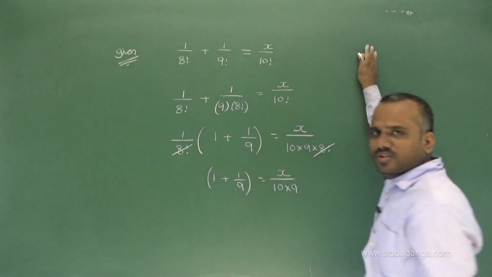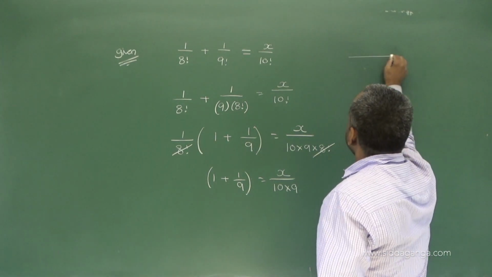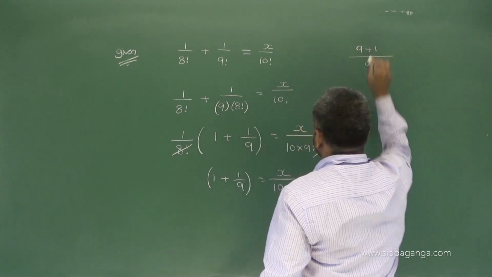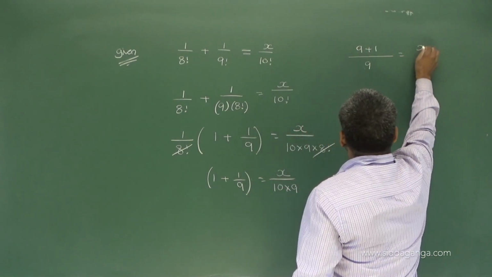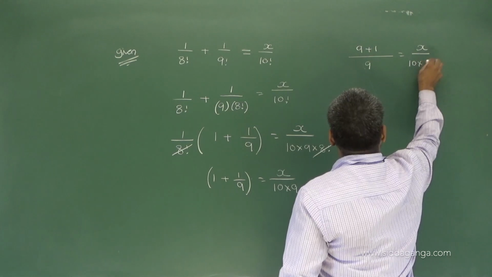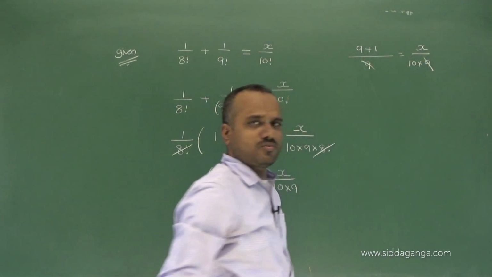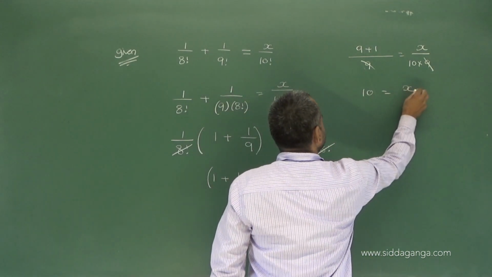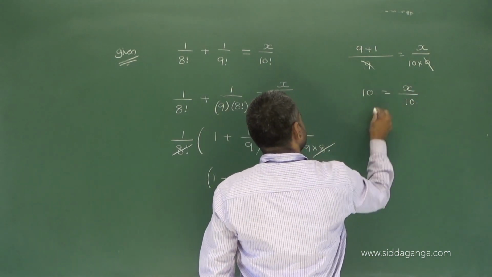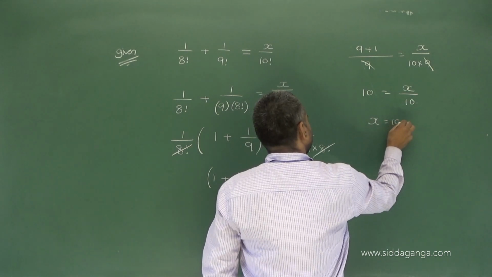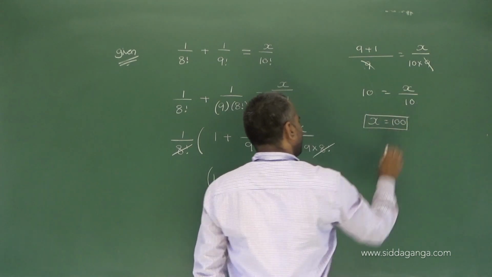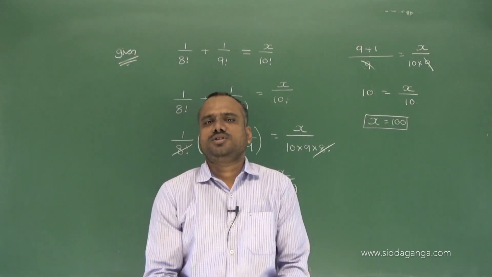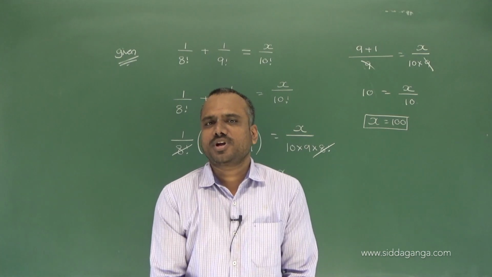So I write here, we take 9 as the LCM. 9 plus 1 is equal to x divided by 10 into 9. 9 gets cancelled. So 10 is equal to x divided by 10. On cross multiplying, x is equal to 100. These two problems are very important problems.